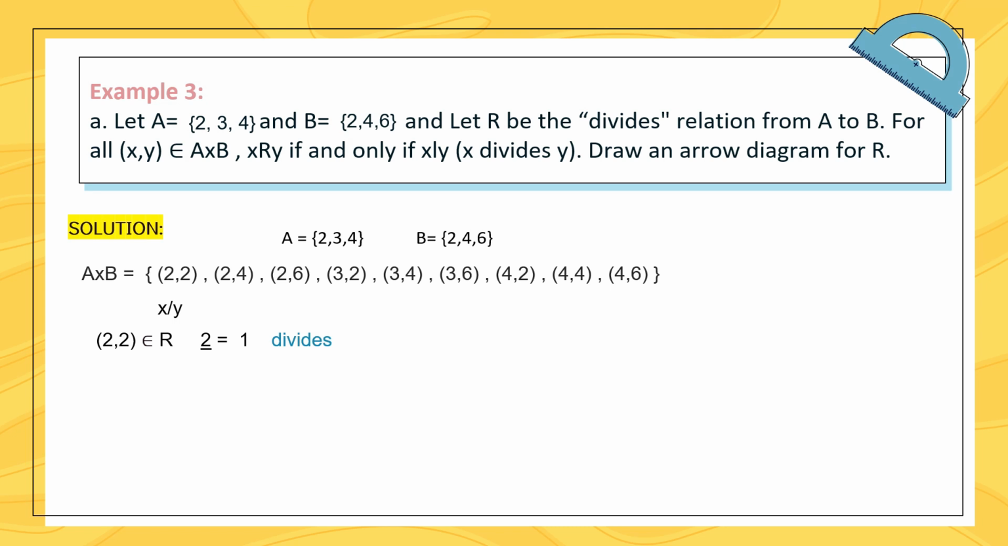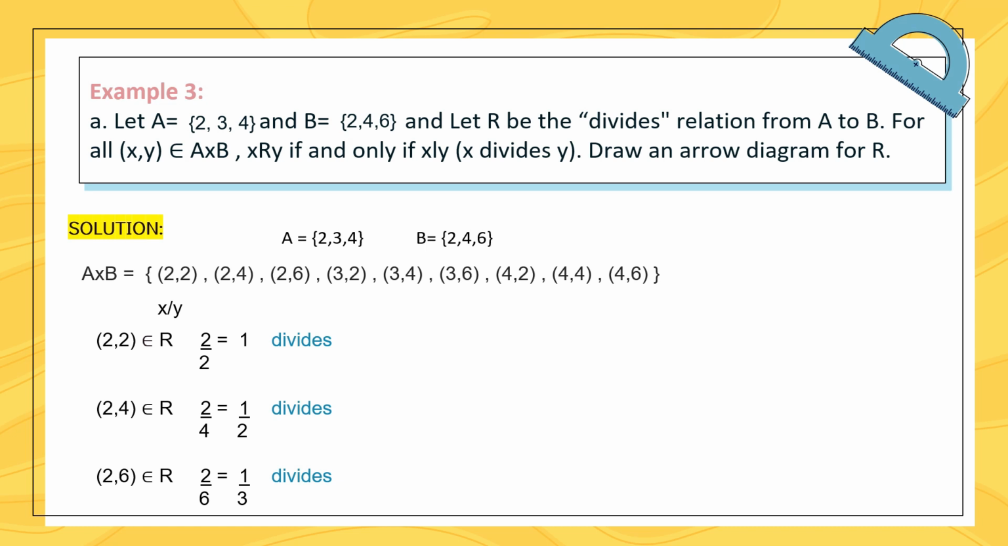Solution. We have here A is equal to the set of 2, 3, 4, and B is equal to the set of 2, 4, 6. First, we have A cross B, which is equal to the set of (2,2), (2,4), (2,6), (3,2), (3,4), (3,6), (4,2), (4,4), and (4,6). Then, let's determine R. We need to locate the ordered pairs in which x divides y.